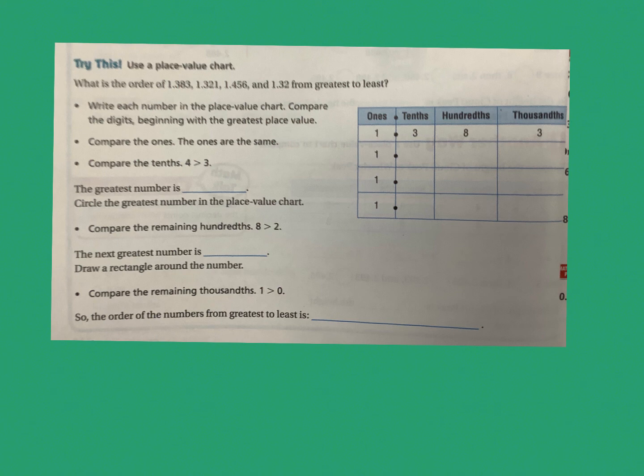We will write 1 and 321 thousandths, then 1 and, so those two are done, 1 and 456 thousandths, and 1 and 32 hundredths. It does not go all the way to this end. I can put a 0 there if that makes you feel better, so that it goes to the thousandths place.